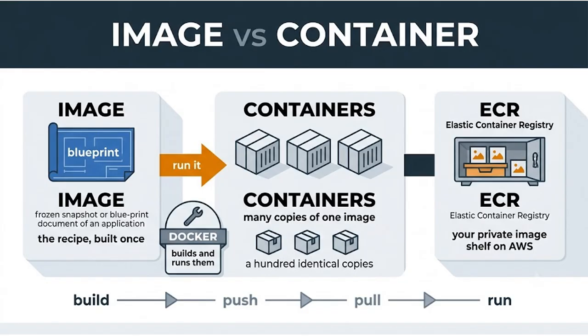And once you've built an image, you need somewhere to store it. That's a registry. On AWS, that's ECR, the Elastic Container Registry, your private, secure shelf of container images that the rest of AWS can pull from. Build the image, push it to ECR, then run it. That's the container starting line.